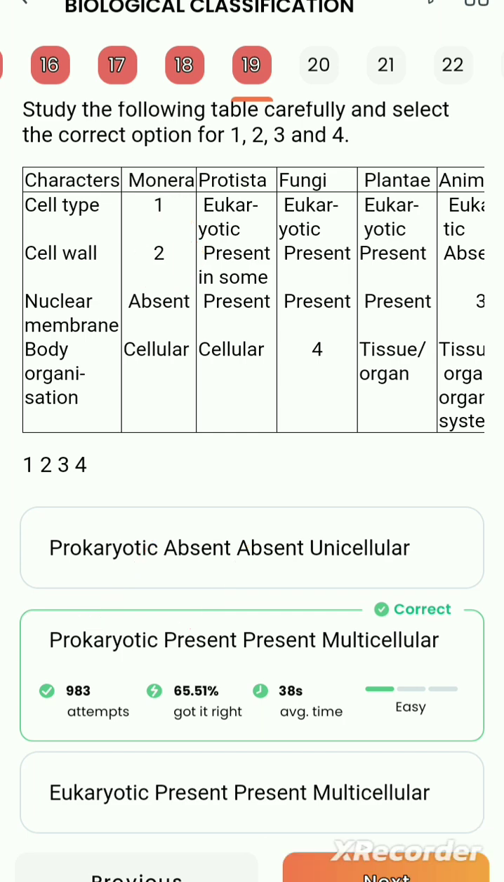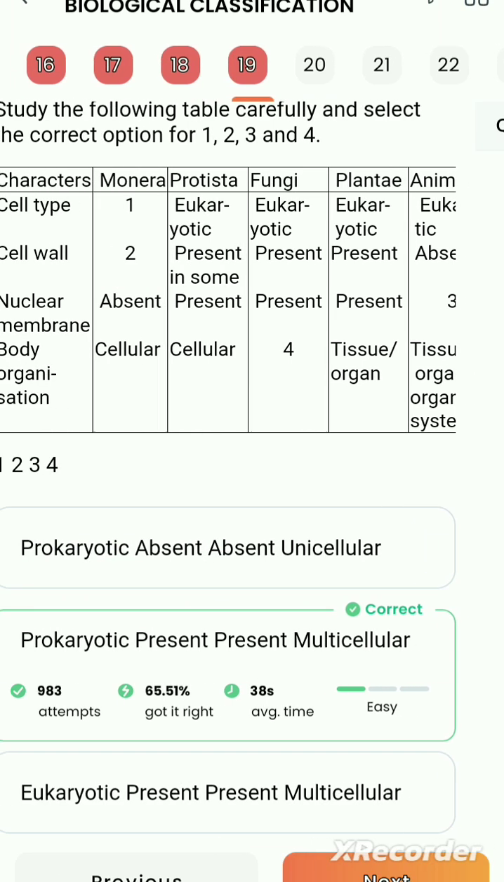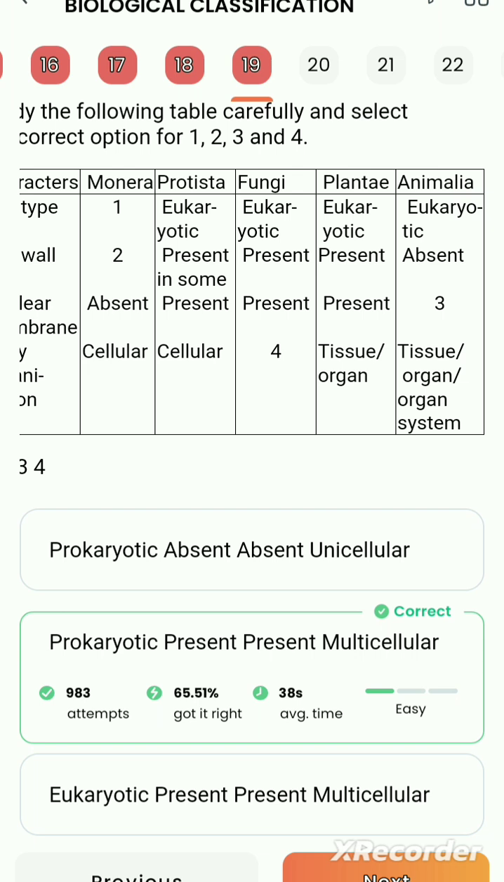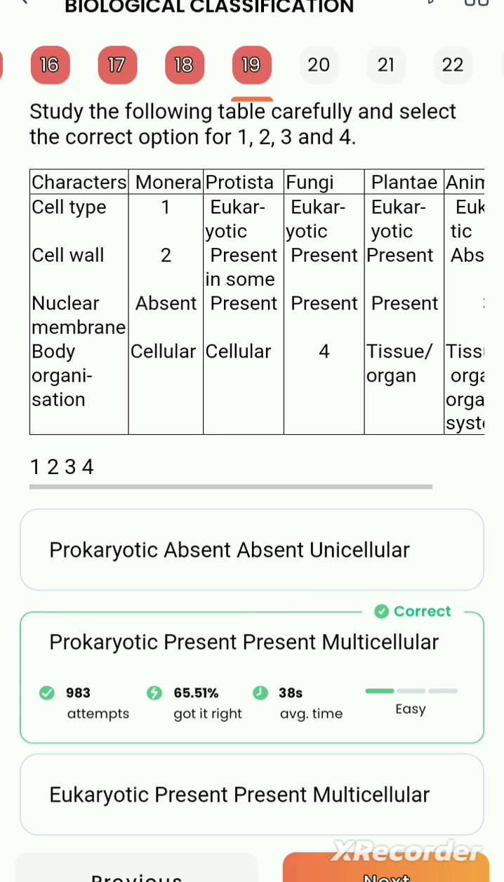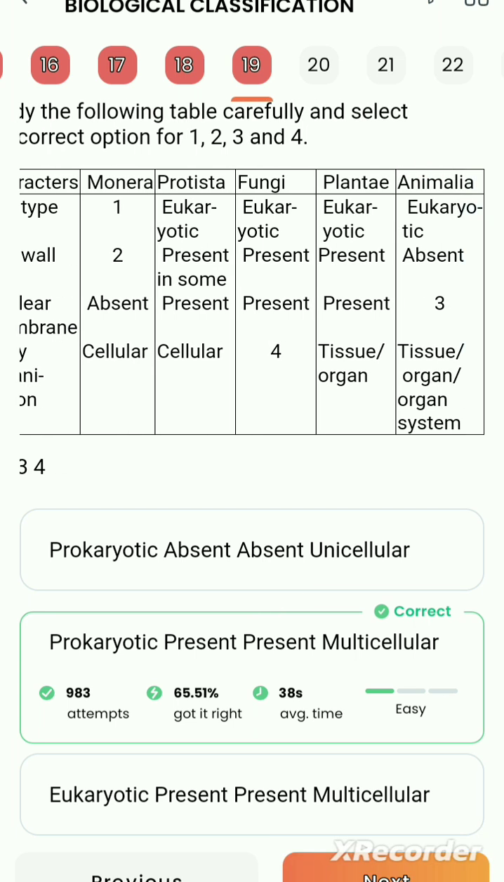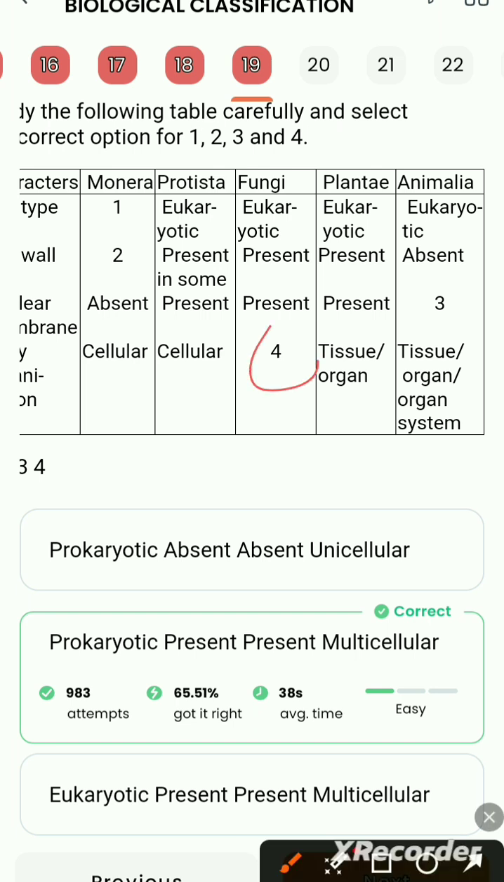Next one is the third option. The third one is nothing but the nuclear membrane. We all know that the nuclear membrane is present in Animalia, which is a multicellular eukaryote. So present is correct. The last one is the fourth number, coming under fungi. They are asking what kind of body organization, that is multicellular. So it is multicellular, the fourth one. So the option is B.